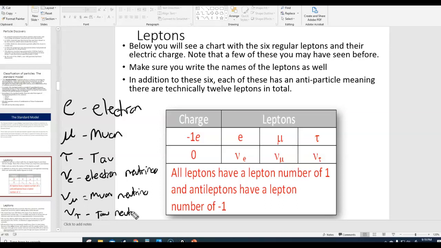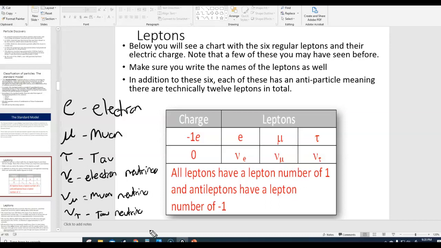And these are the 6 leptons. The top 3 have a charge of -1. The bottom 3 have a charge of 0, but all 6 are leptons, and all 6 have a lepton number of 1. Okay, now if you're wondering what the heck is a lepton number, we'll talk about that here in a minute. But they all have a lepton number of 1.